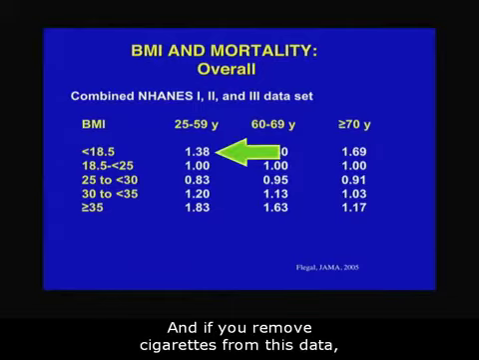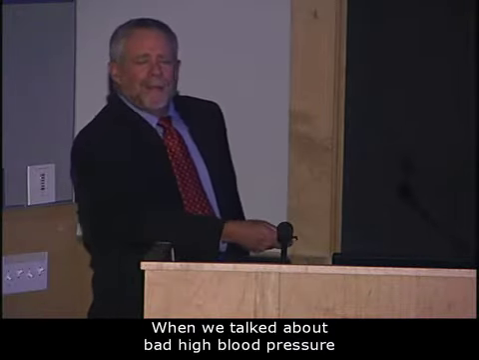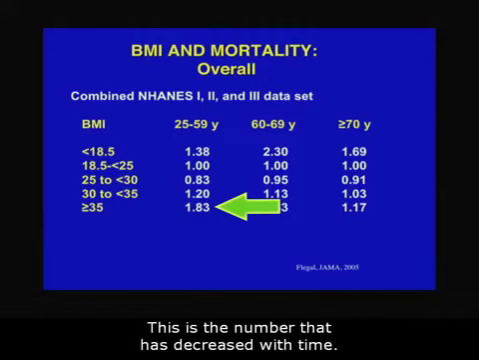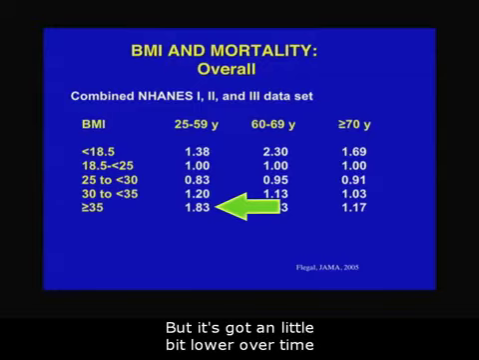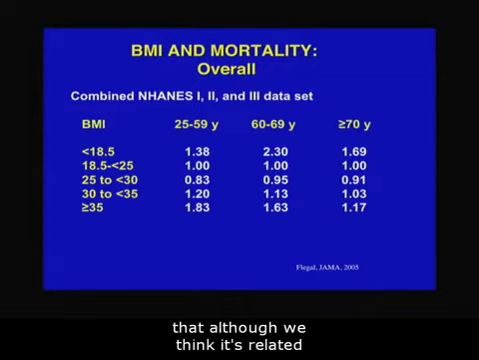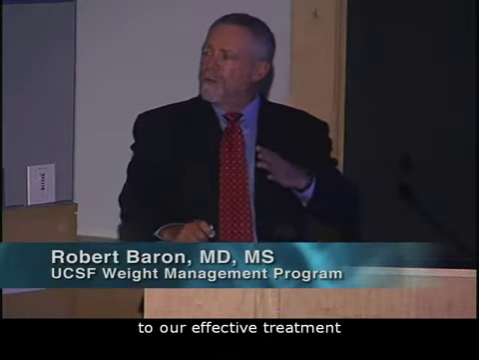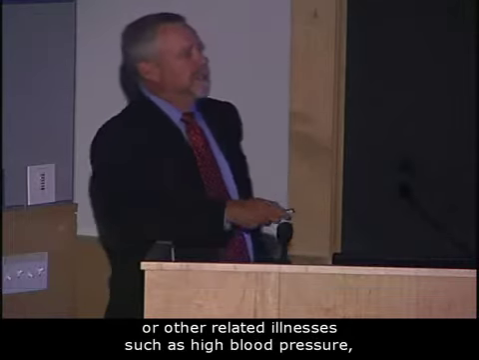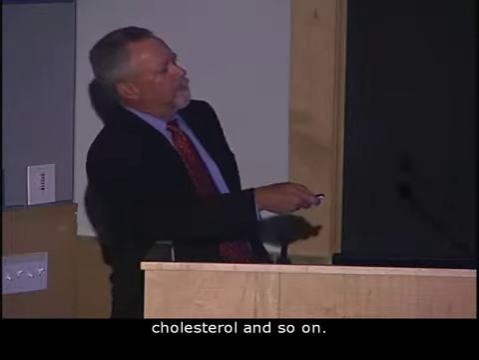Then what we also see is if your body mass index is over 35, you have an increased risk of early death, about 2-fold. But note that it's not 4-fold. And when we talked about bad high blood pressure and bad cholesterol, that number was closer to 4-fold. And this is the number that has decreased with time. If we look back in the 70s, this number might have been 3 or 4. But it's gotten a little bit lower over time, and we don't really fully understand that, although we think it's related to our effective treatment of the obesity-related illnesses, what we call comorbidities, such as high blood pressure, cholesterol, and so on.